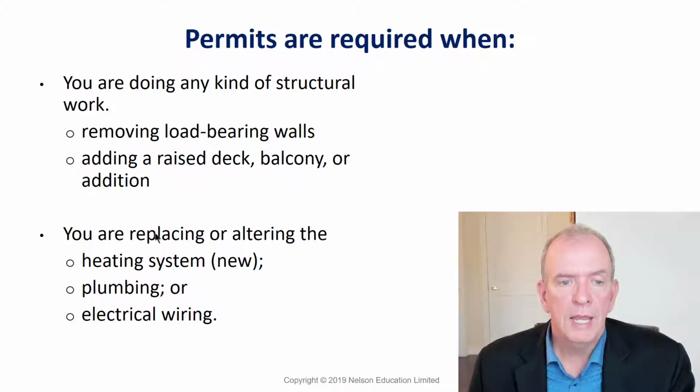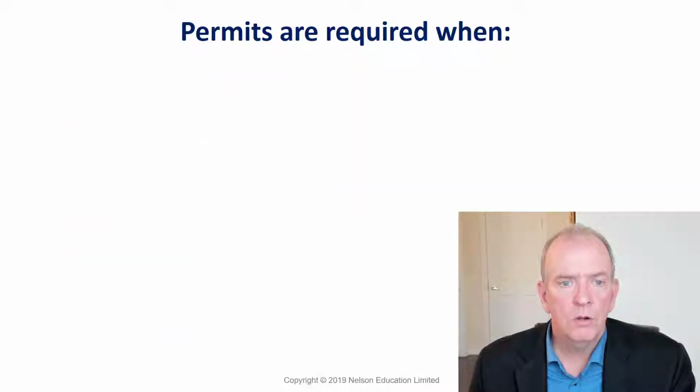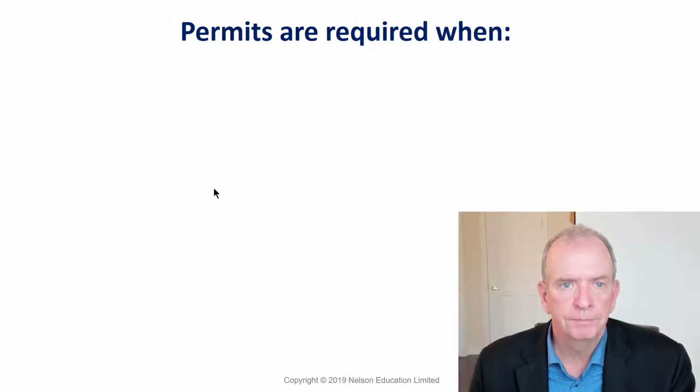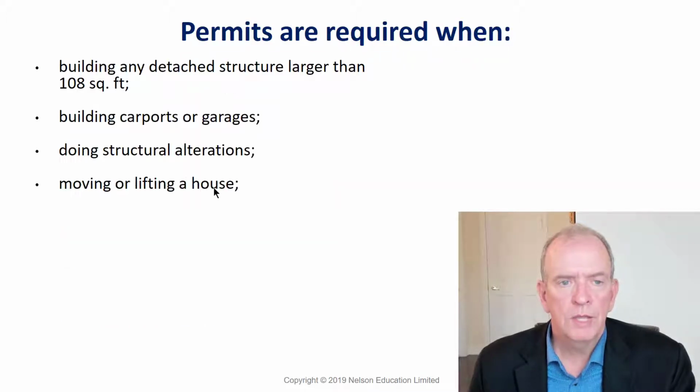If you're replacing a heating system or doing plumbing, because you mess up on the plumbing, you could have sewer gas coming into the house. You could have backflow issues and contamination of the water. With electrical wiring, you could have fire. So these are all reasons why you would need permits. And in the cases of these, you would need individual permits. In the cases of this, you would need an overall building permit. So these are some points.